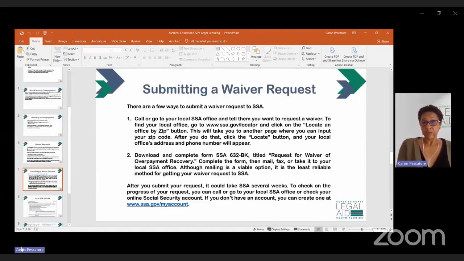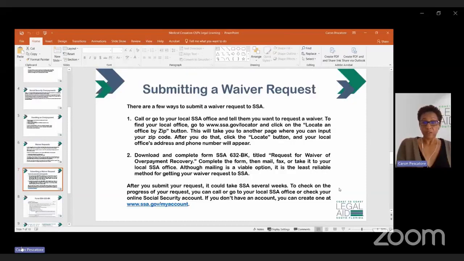A second way to submit a waiver is you can download and complete form SSA-632-BK, which is titled Request for Waiver of Overpayment Recovery. You complete the form, and then you can mail, fax, or take it to your local Social Security office. Although mailing is a viable option, it is the least reliable method for getting your waiver request to Social Security because, as I'm sure you're all aware, the post office often loses things.